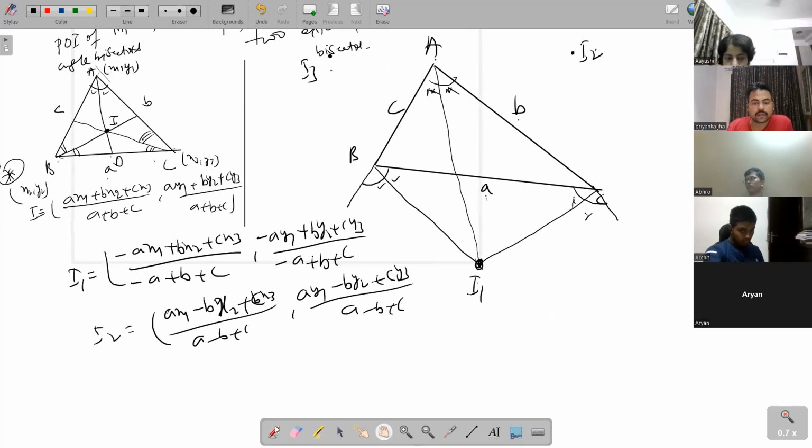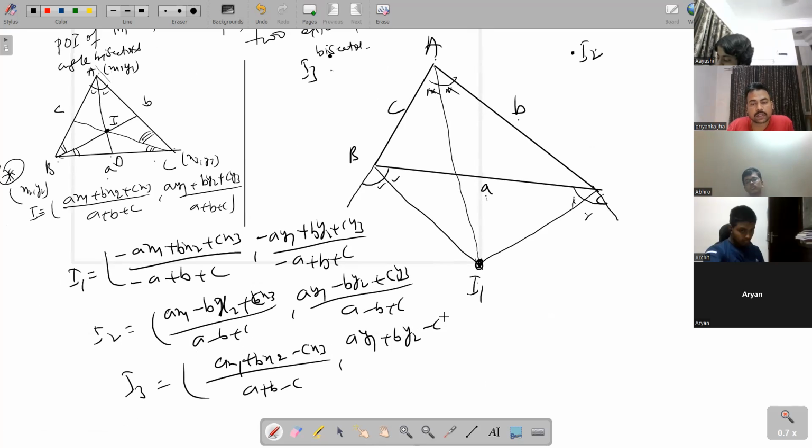And similarly, I3 is the excenter opposite to C, so here put minus c: a X1 plus b X2 minus c X3 upon a plus b minus c, and this is a Y1 plus b Y2 minus c Y3 upon a plus b minus c. So all these things you have to remember.